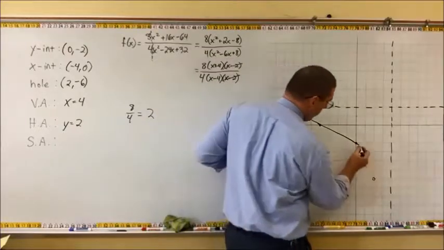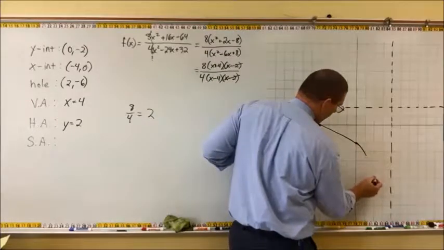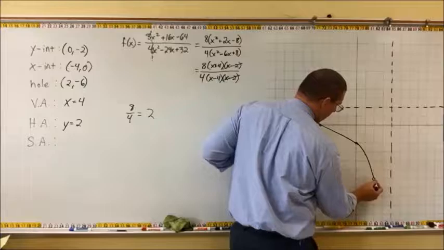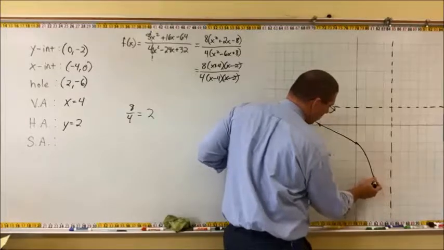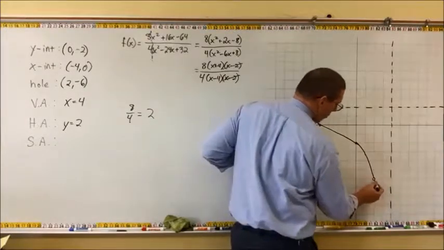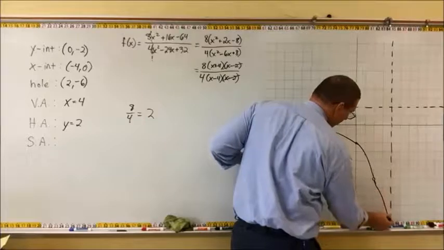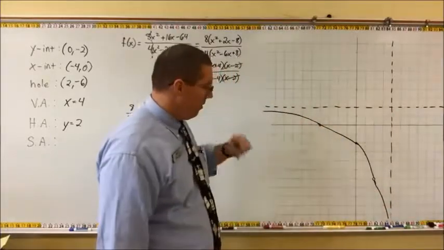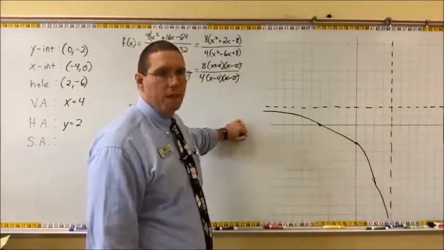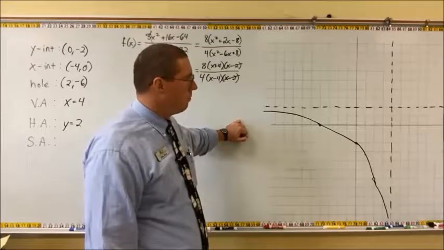And then it has to go through this hole, right? But when it goes through the hole, we're going to draw on one side of the hole and the other side of the hole. Then it has to get close to the asymptote. And that's about the best I'm going to do. That is part of the graph of this rational function.